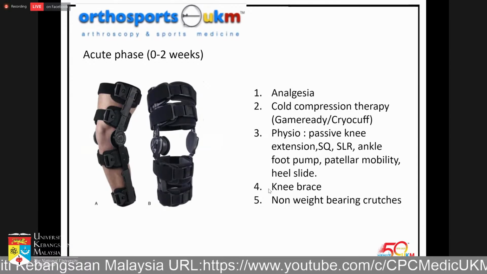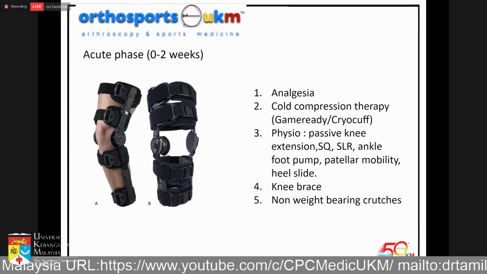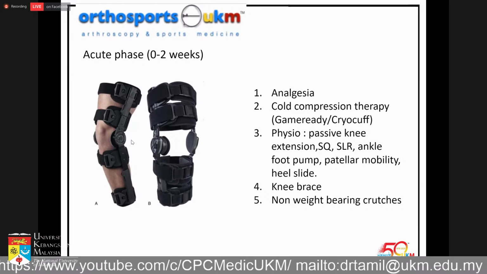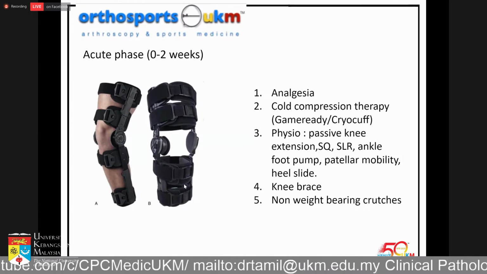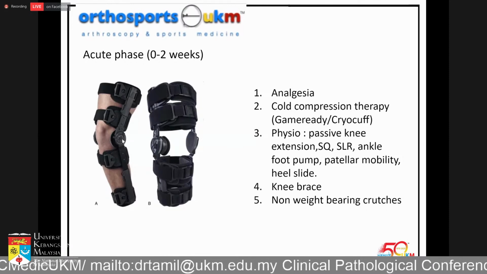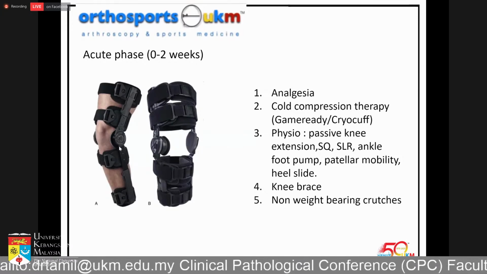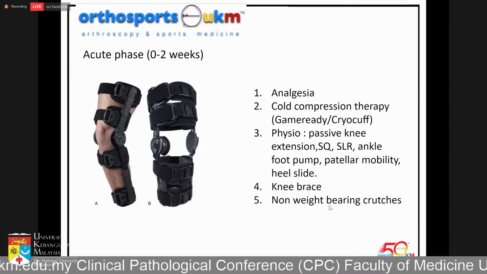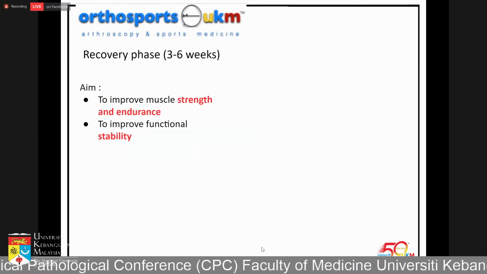Number 4, we need to put them on a knee brace. So this is an example of the knee brace that we usually use in our setting. This is a post-op knee brace or T-ROM brace. They need to wear this brace at least 24/7. This is used with a 0-degree lock in extension. They need to wear it at all times when they are walking. This is to protect the graft. And lastly, we ask them to do non-weight-bearing with crutches. This is also to protect the graft.